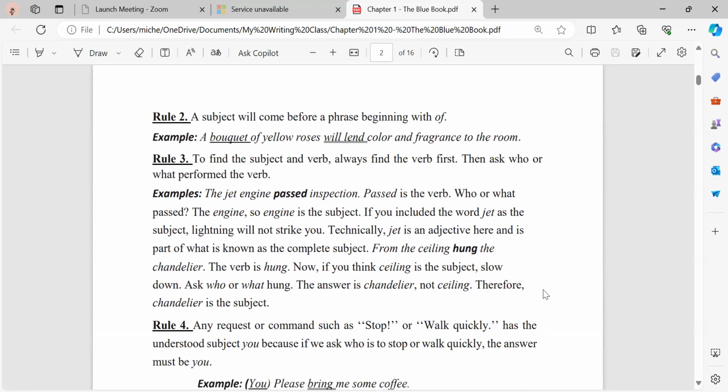So then we have rule number 2. There are 5 basic rules right here, and I think I've shared them through the WhatsApp group as well. Rule number 2: the subject will come before a phrase beginning with "of". So, a bouquet of yellow roses will lend color and fragrance to the room.